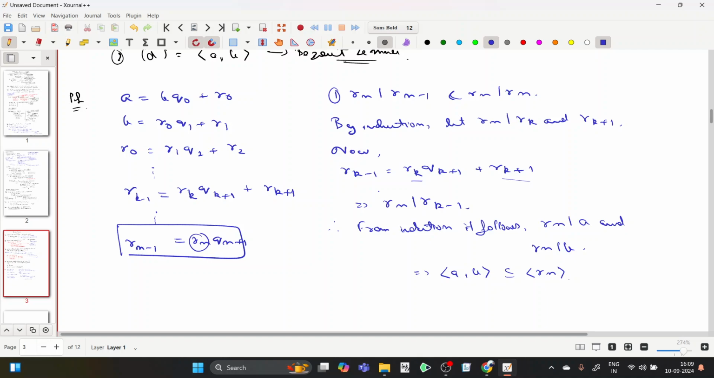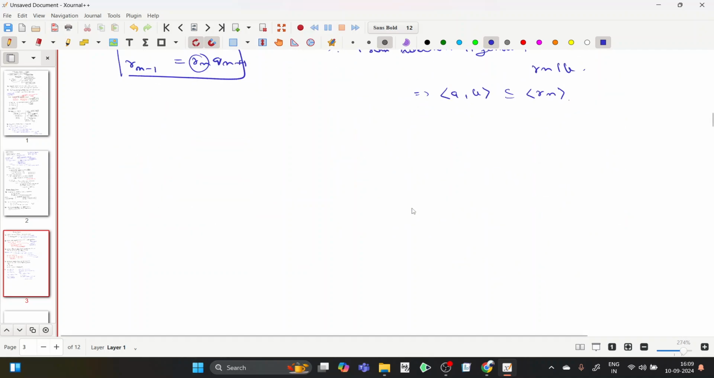And hence it typically follows that the ideal generated by A and B is contained in the ideal generated by Rn, right? Now if I show the reverse inclusion, we are done. Okay.